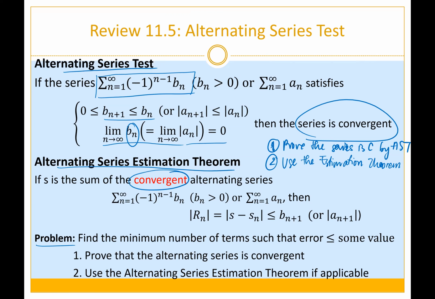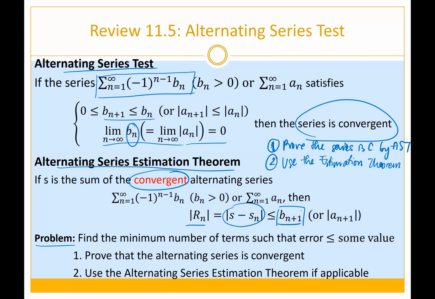The estimation theorem gives the error from the nth partial sum, say n equal to 3 or 5: s_n compared to s, the limit of the sum. That error is smaller than or equal to the (n+1) term, b_(n+1). Note that this (n+1) term is the always-positive part of the sequence.